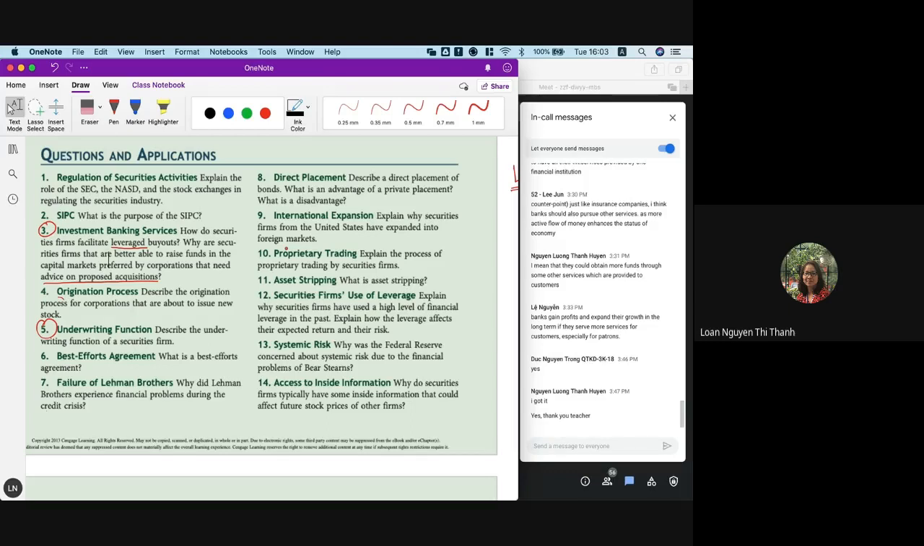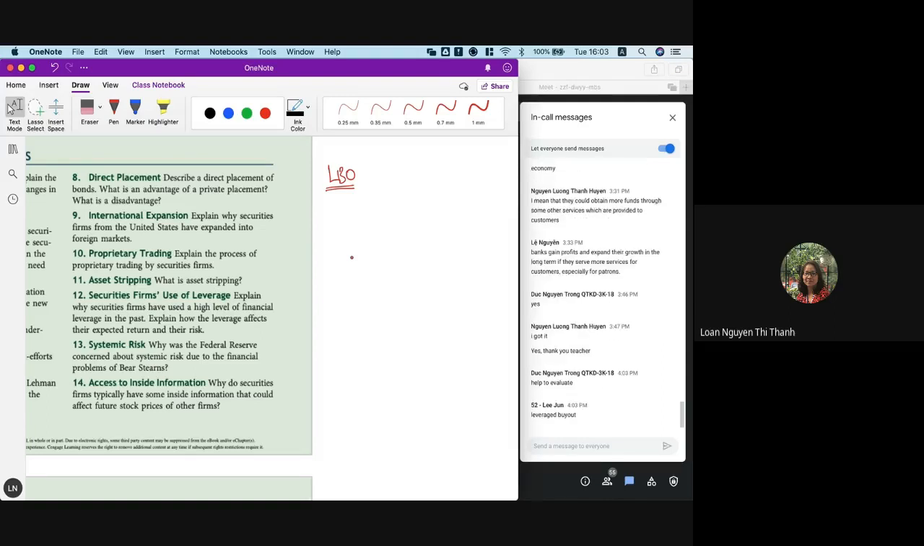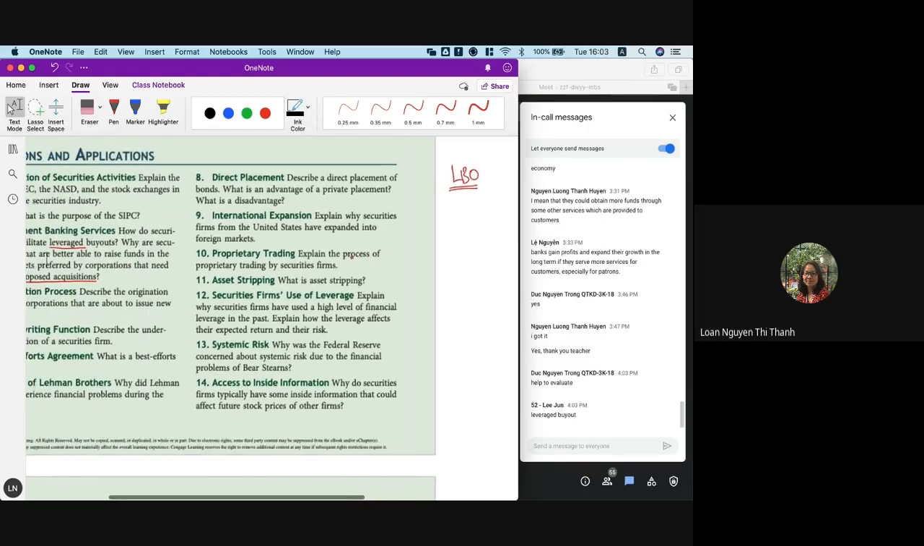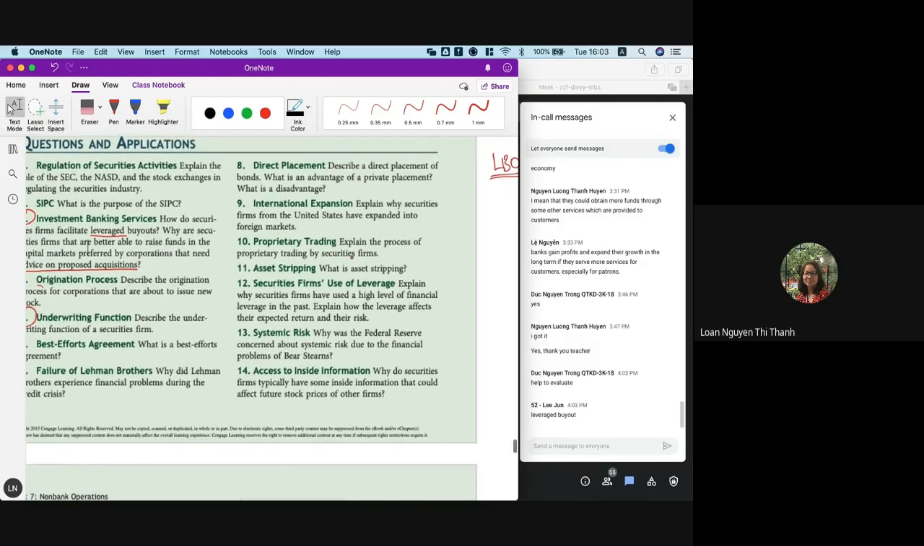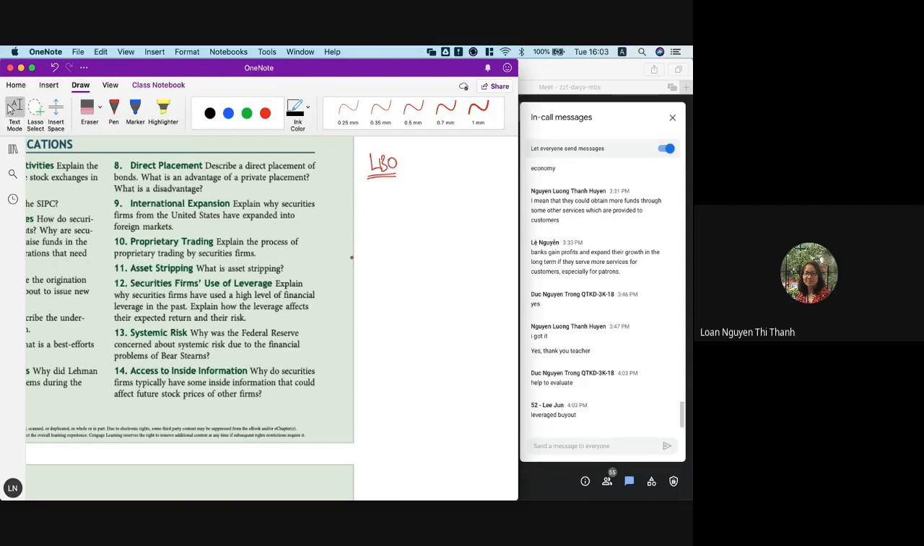So any idea? You can find out very quickly, right? Anyone find out the term IPO? Yep, leveraged buyout. So firstly, you find out the term LBOs, and then you see the role of security firm in leveraged buyout. So leveraged buyout is a kind of merger acquisition with the leverage, M&A with leverage.